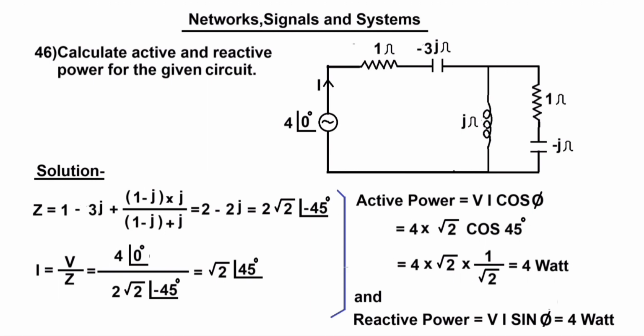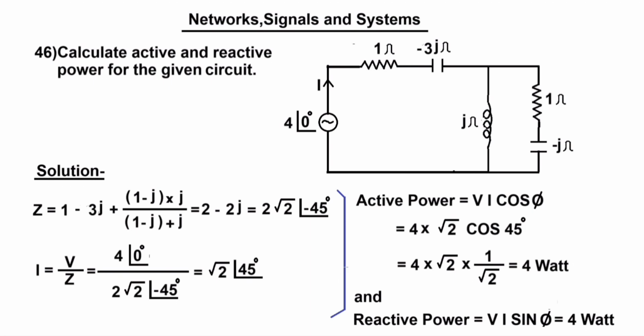Solution. First we will find the impedance of the circuit. Z equals 1 minus 3j plus (1 minus j) multiplied by j divided by (1 minus j plus j). This equals 2 minus 2j. This equals 2 root 2 at minus 45 degrees.